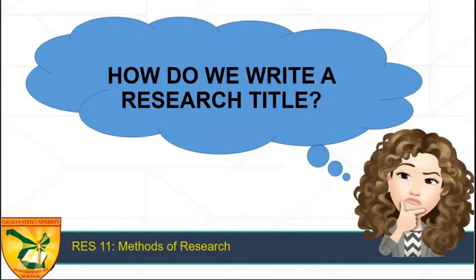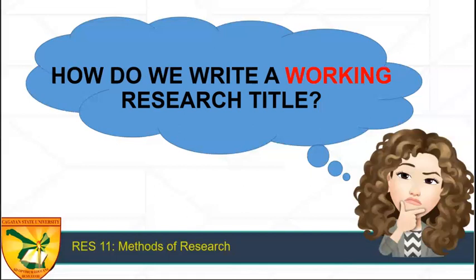So referring back to the working title, this can help you reorient yourself back to the main purpose of the study if you feel yourself drifting off on a tangent while writing. So it will be your guide to your writing process for chapter 1. So what we need to know is how do we write a working research title?